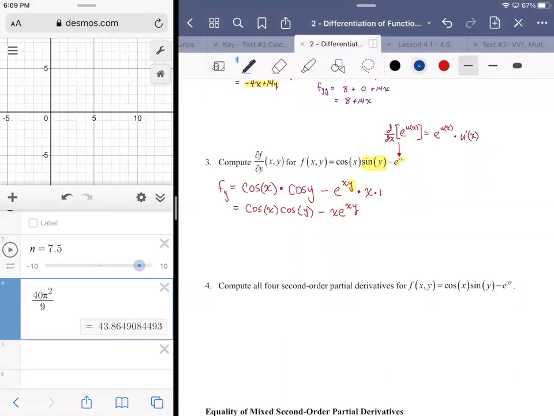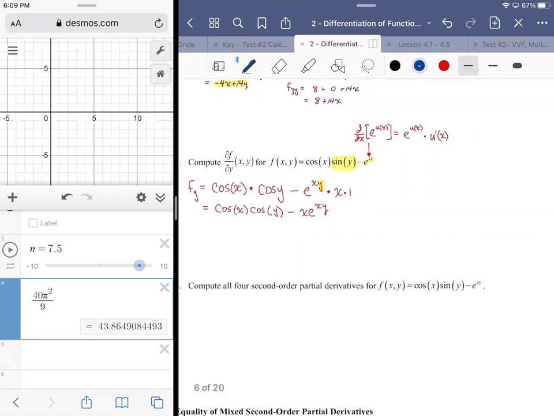You know what? I'll take it as a typo. Number 3, I'll make it a part B, ask for a partial with respect to x. So get those typos in.